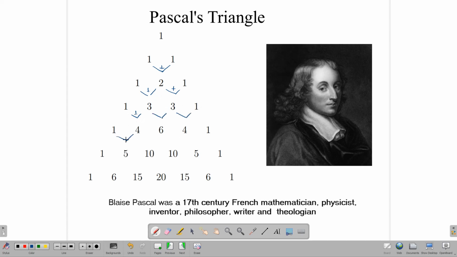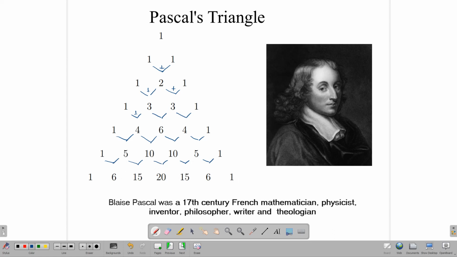And it keeps going on like that. 4 plus 1 gives you 5. 4 plus 6, 10. 4 plus 6, 10. See? Then 5 plus 1 is 6. 10 plus 5 is 15. 10 plus 10 is 20. Etc., etc., etc. And we also always start and stop with 1.